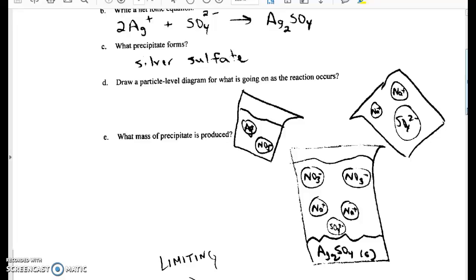So when they mix together, the precipitate of silver sulfate is formed, and that would settle out to the bottom of the beaker. The spectator ions, which is the sodium and the nitrate ion, are still suspended in the solution, so they're still written as ions.